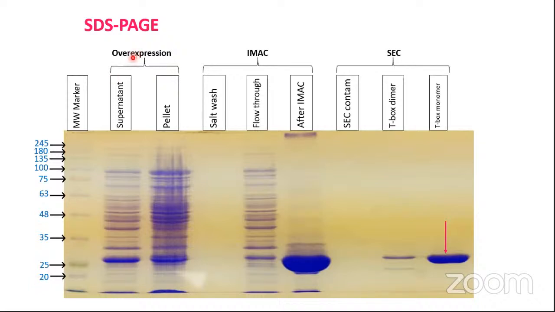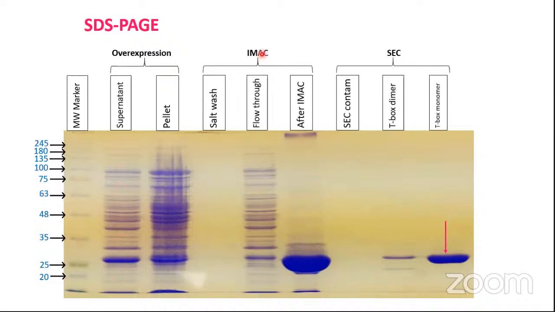So in the overexpression stage, where we added IPTG to induce overexpression of the protein in bacteria, we see that the protein, since it's around 25 kilodaltons, we should find it in this region over here. And we can see that there is expression in the supernatant as well as the pellet. So we decided to proceed with the supernatant since it will be easier to work with soluble protein, and there was a high enough amount for us to work with. So this is the sample essentially before purification.